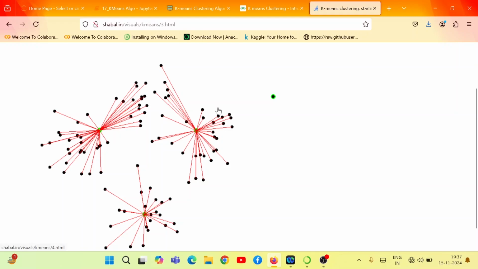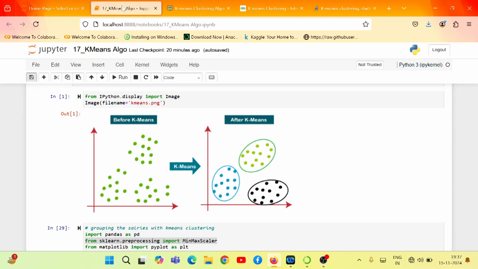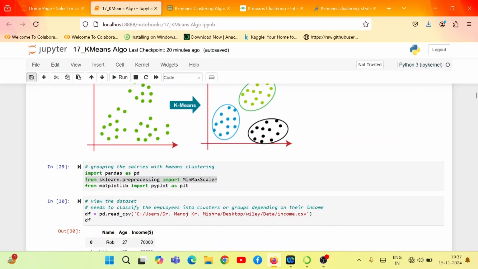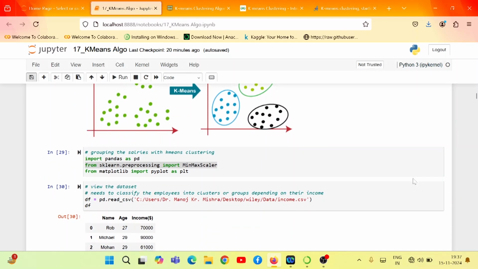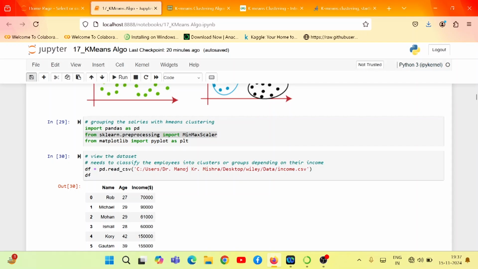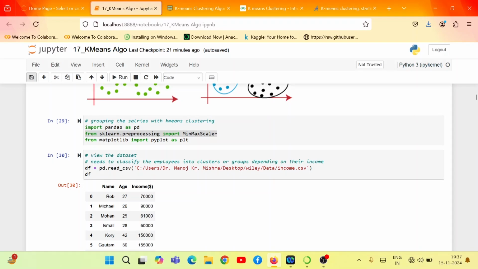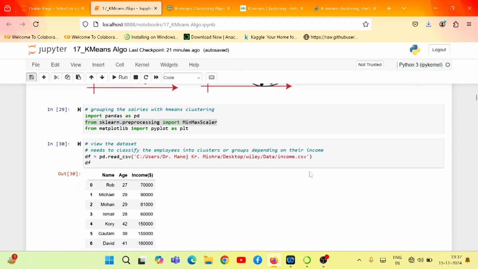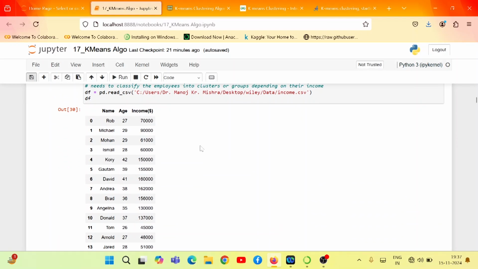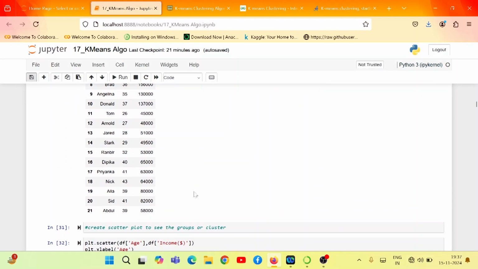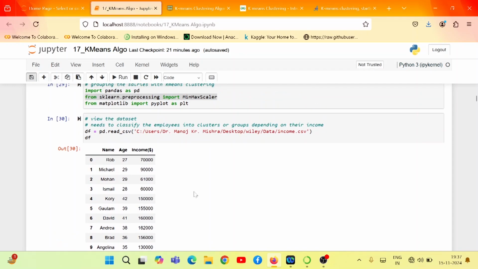Now let us come back and see how to implement this k-means clustering over some given data. For that, these are the basic libraries which we have imported. I have this data called income.csv. This data set contains data about the employee name, age and income. It has 3 columns and 22 rows of various employees who have an income at various levels.